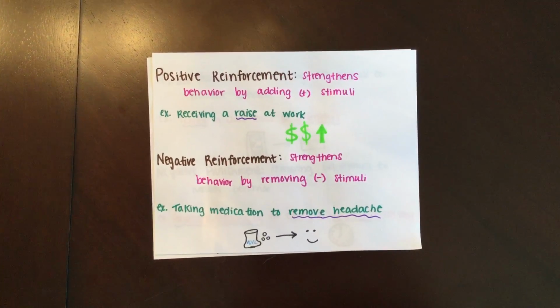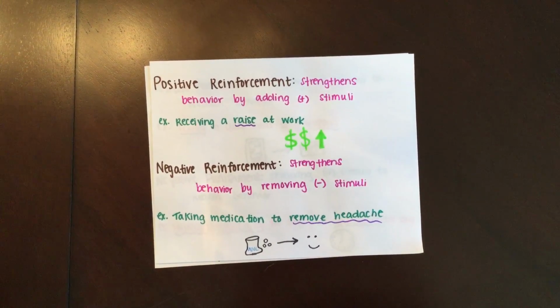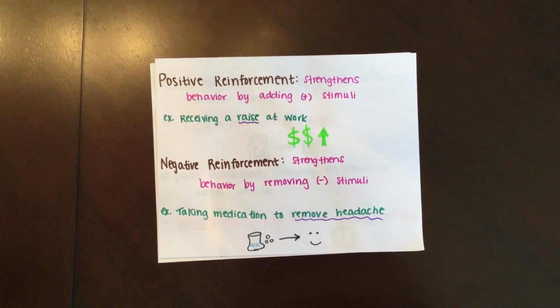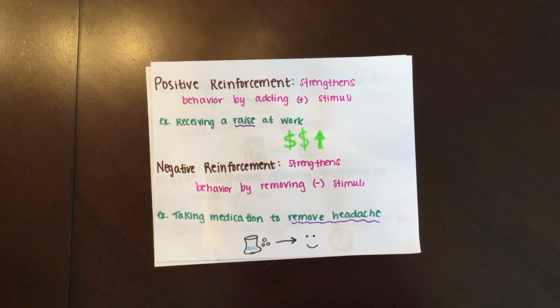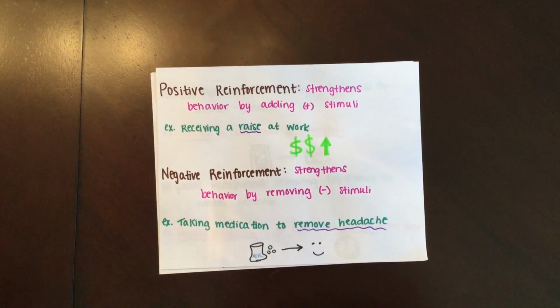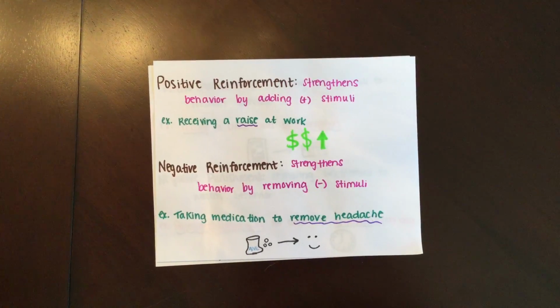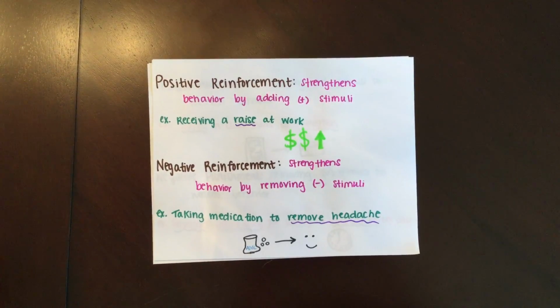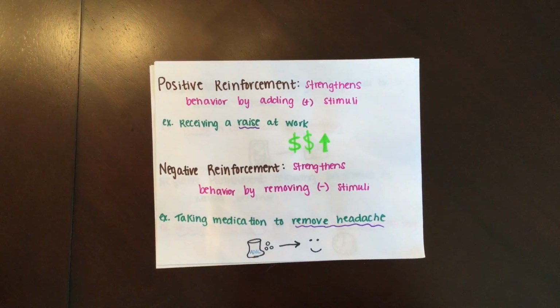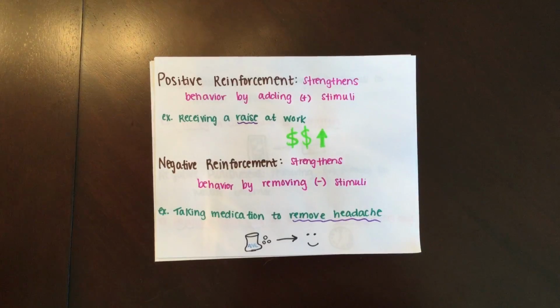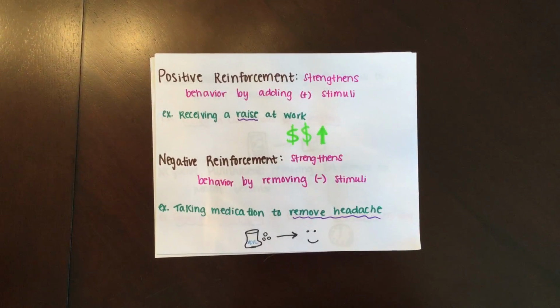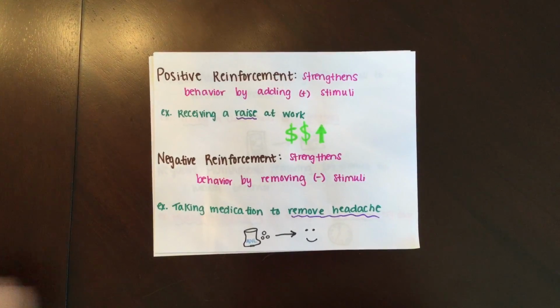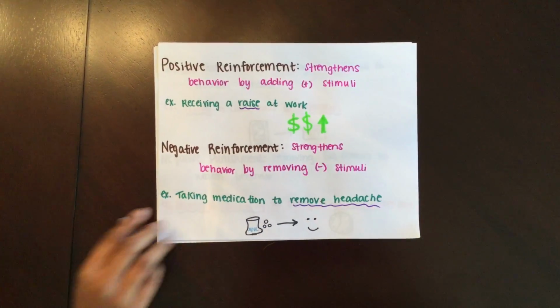Moving on to operant conditioning, the positive reinforcement reinforces or strengthens the already occurring behavior by adding a positive stimuli. For example, receiving a raise at work. Keyword: raise. A negative reinforcement strengthens the behavior by removing an aversion or a negative stimuli, like taking medication to remove a headache. Remove a headache is a keyword.